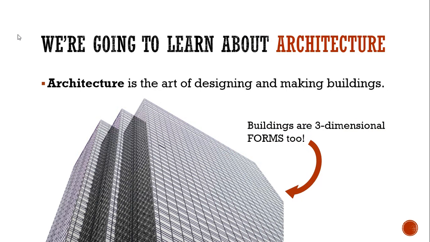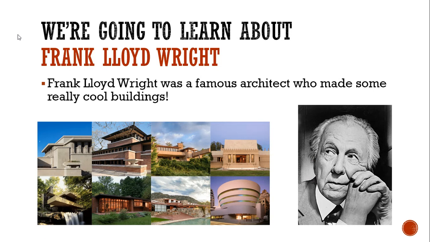forms like these. We're also going to learn about architecture. Architecture is the art of designing and making buildings. It is a job that people can do, and it's really cool. And buildings like this one here are basically just giant three-dimensional forms too. They are rectangular prisms. We're also going to learn about Frank Lloyd Wright.